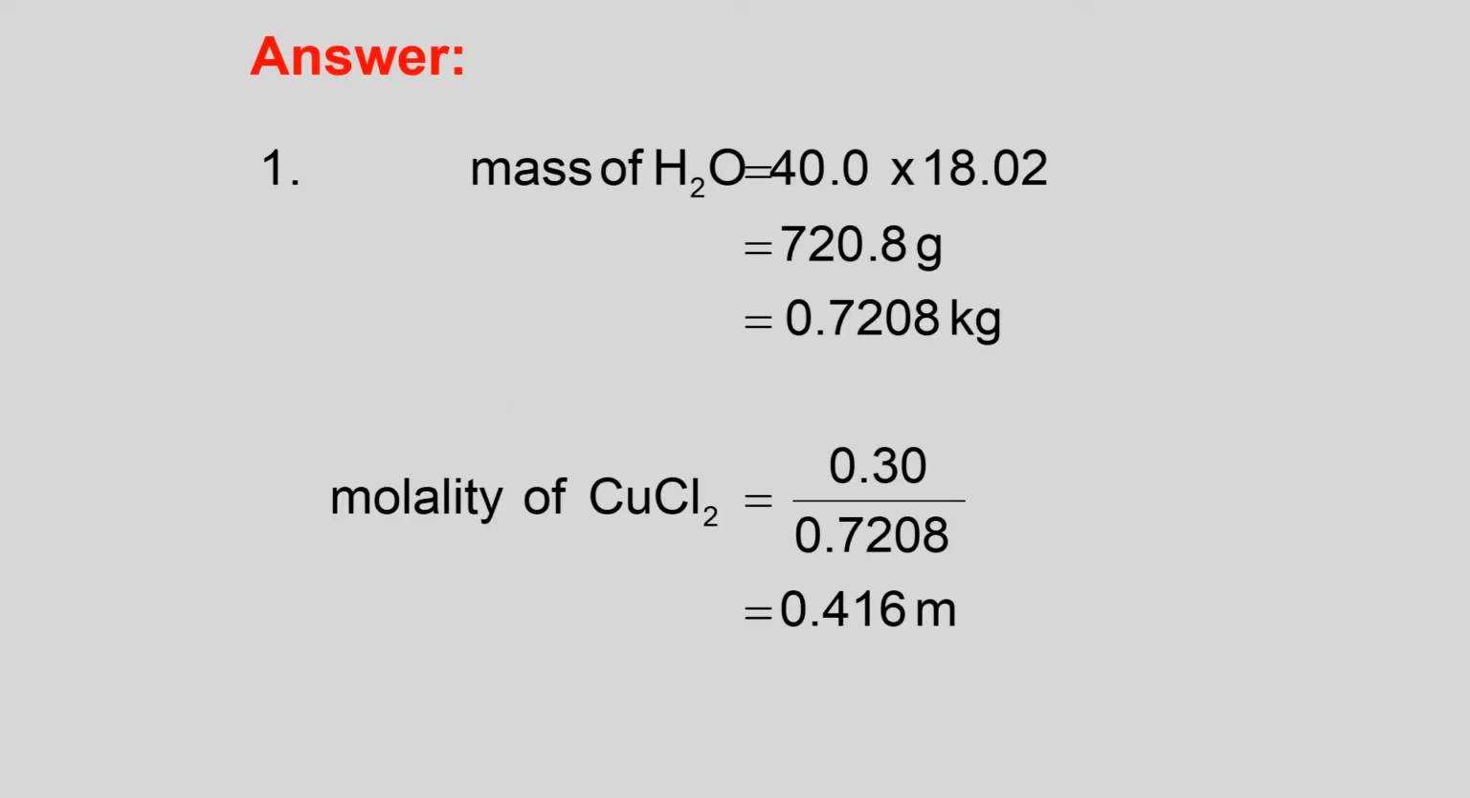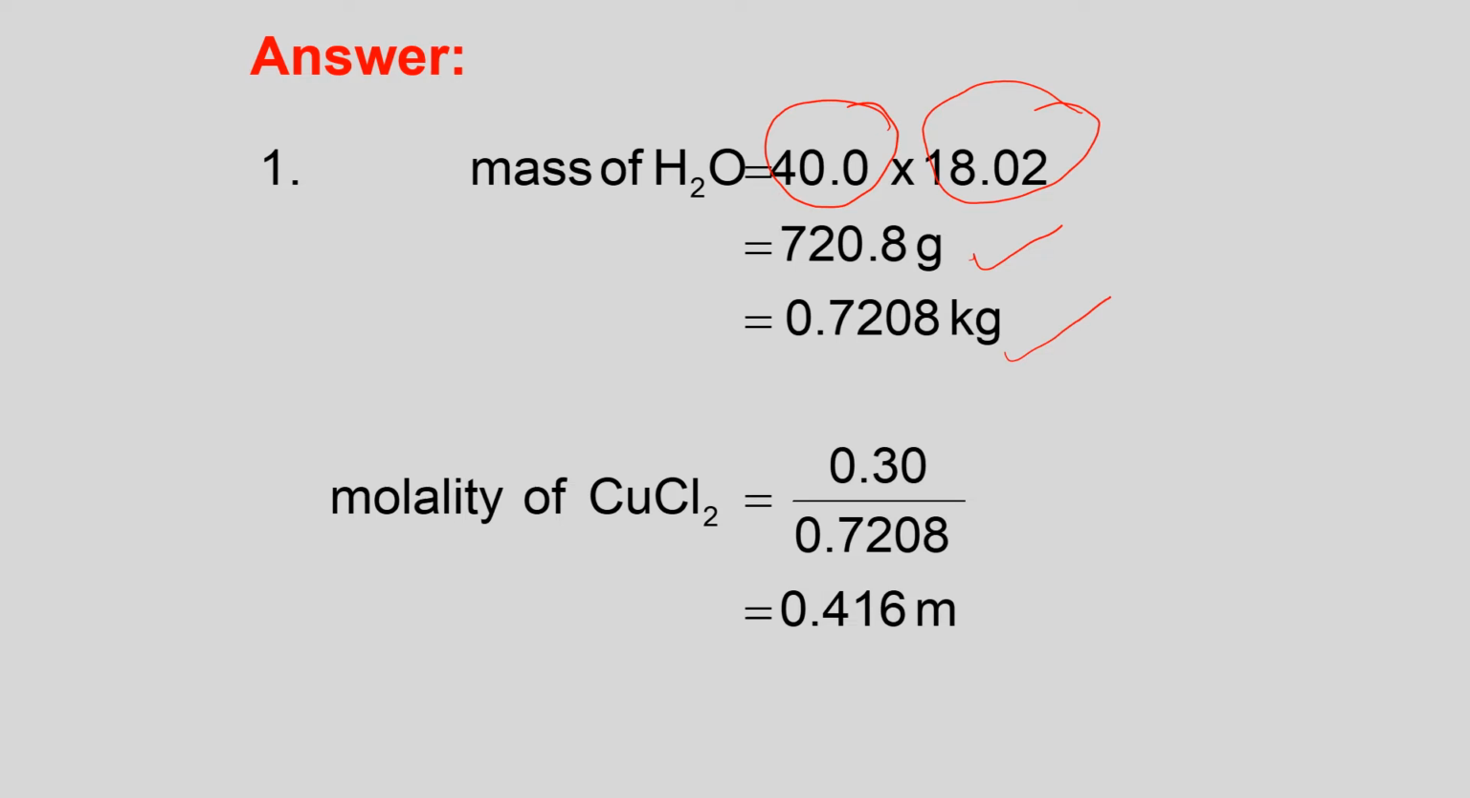Answer for question 1, mass of H2O. So inserting the mole of H2O, which is 40 from the question, times 18.02, the molar mass of H2O. So you have the mass of H2O, which is 720.8 gram. Convert to unit of kg, so it is 0.7208 kg.